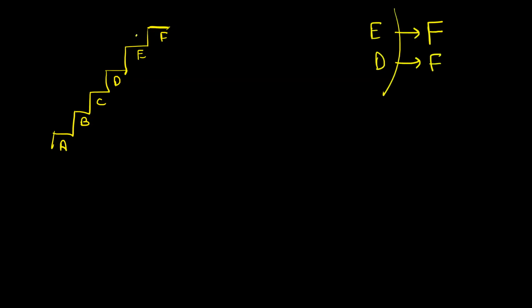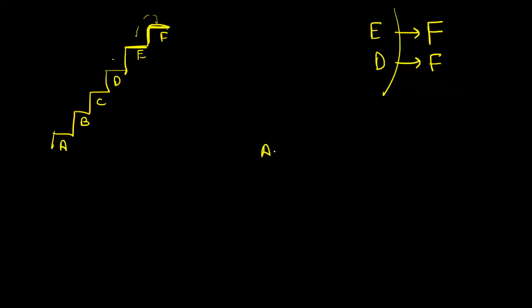Either you are at step number E and you take one step and reach here, or you are at step number D and you take two steps to reach here. Now, I ask you one thing. I give you one small piece of information. You have to find the number of ways to reach step number F. And what do I know? You can reach step number E and take one step, right? So can you tell me the number of ways in which you can reach step number E?